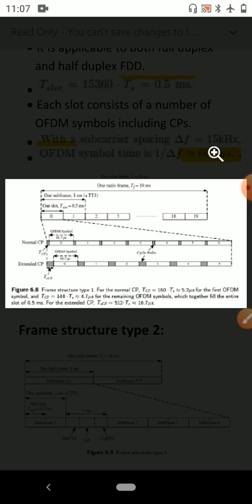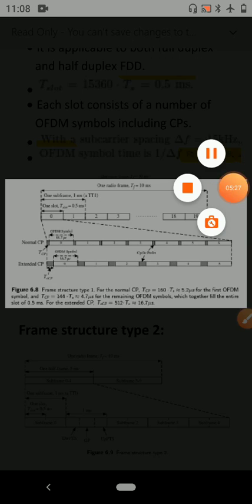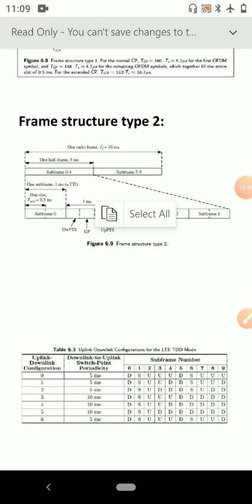Half duplex FDD user equipments are also considered a good solution if the duplex separation between the uplink and downlink transmission is relatively small. In such cases, half duplex FDD is the preferable approach to mitigate the cross interference between the transmit and receive chains. The next frame structure, that is frame structure type 2, I will explain in the next video.